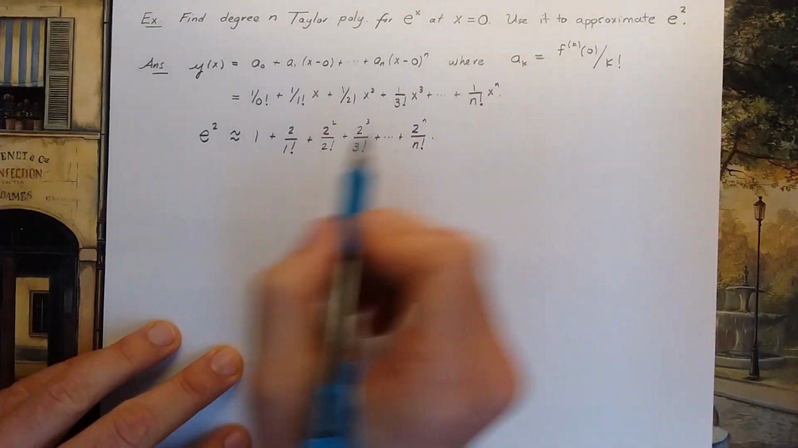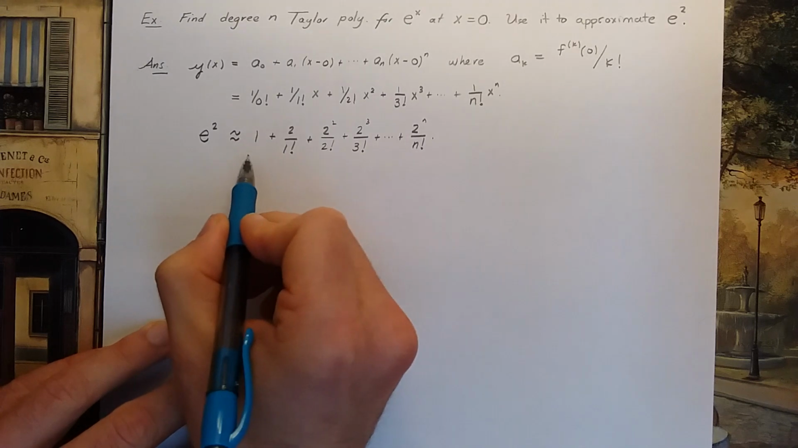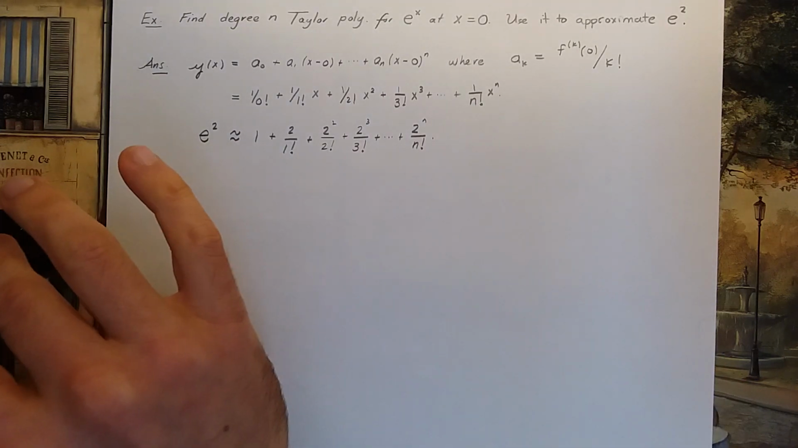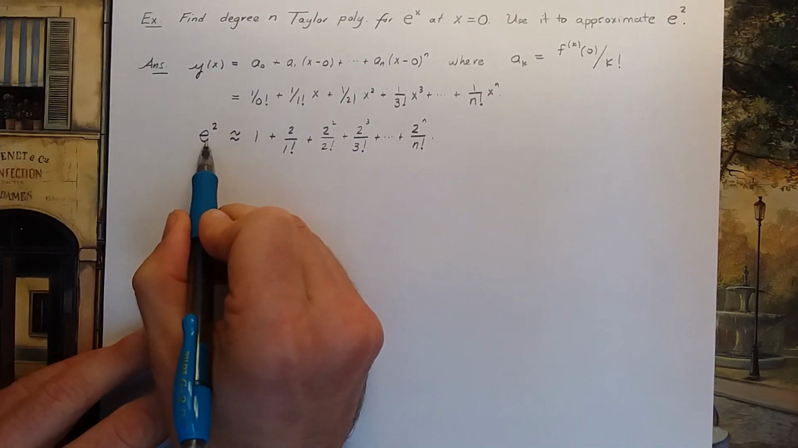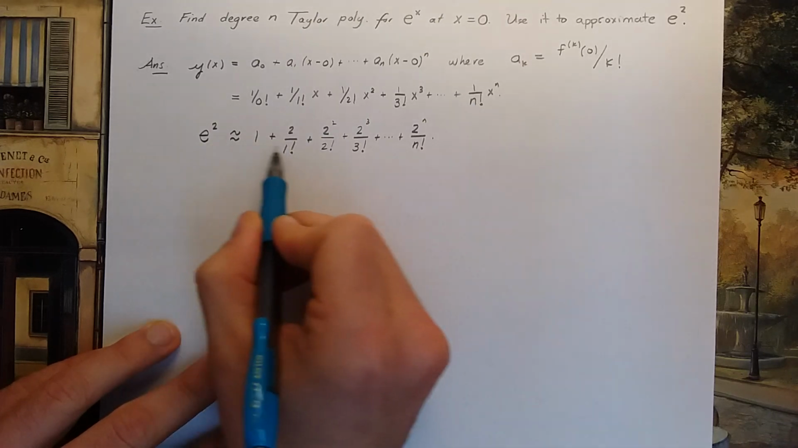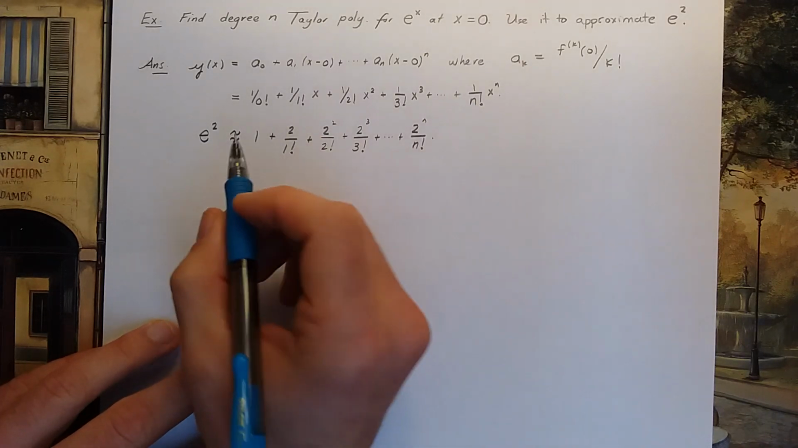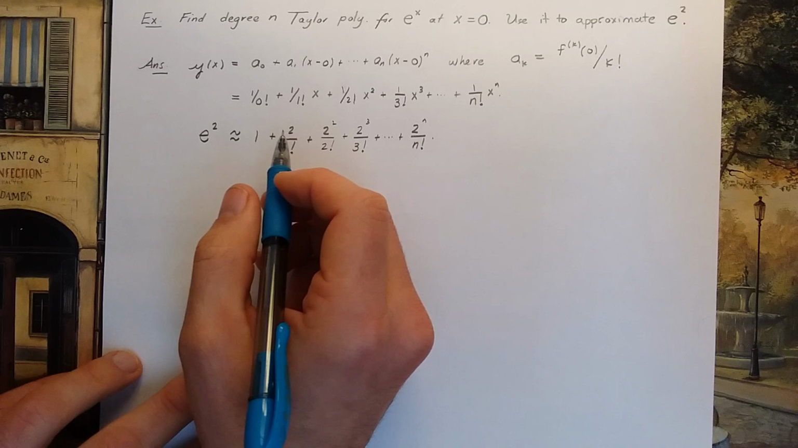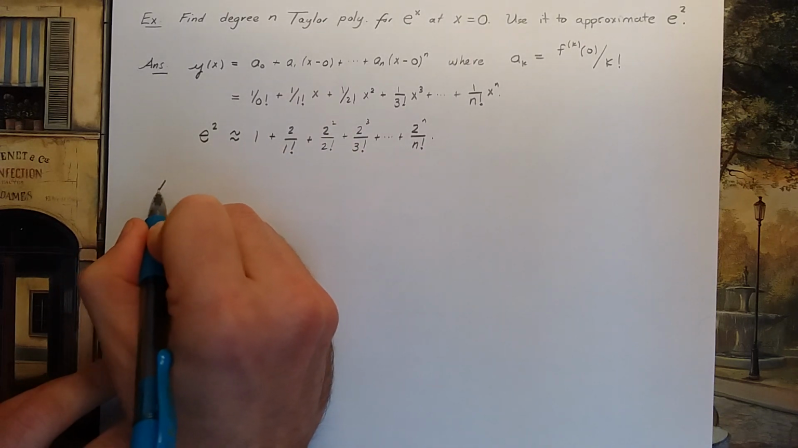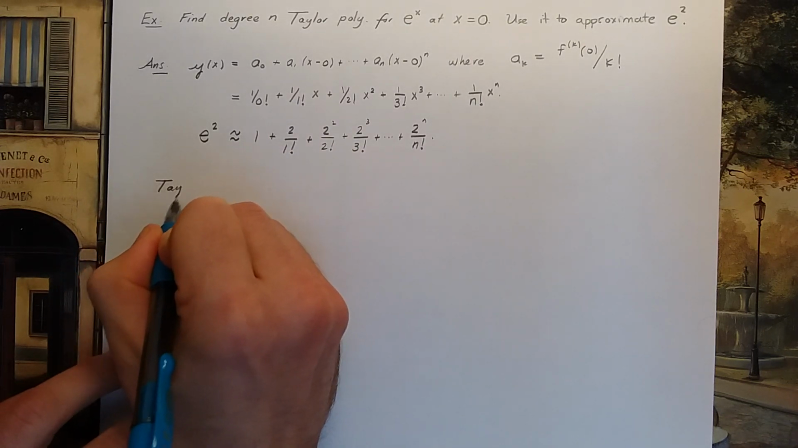Now, how good of an approximation is this? That's the question you should ask every time you're approximating. If you have any kind of approximation, the first question you should ask is, how good is it? Am I close or am I far away? Well, that's what Taylor's inequality can tell us.